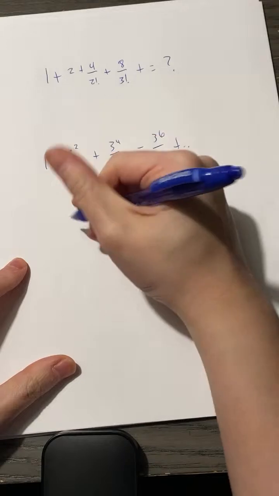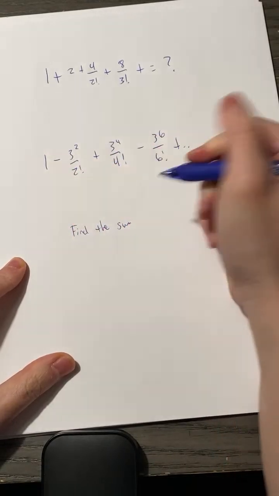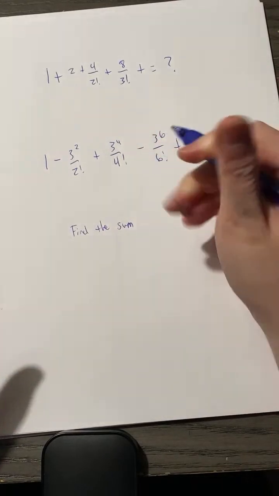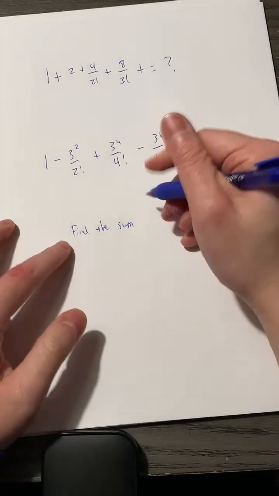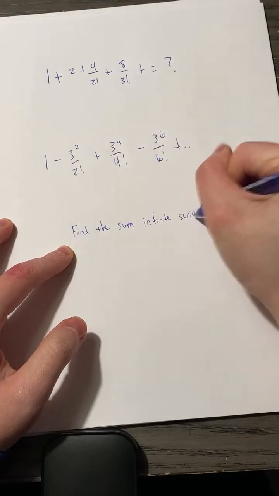Anytime you see the words find the sum, there's a couple cases. The first case is that you're finding the sum of a finite number of terms, like find the sum of the first 2 terms or the first 3 terms, and you would just literally add up the first 2 terms or the first 3 terms. But when you're finding the sum of an infinite series, this should sort of be your instinct.